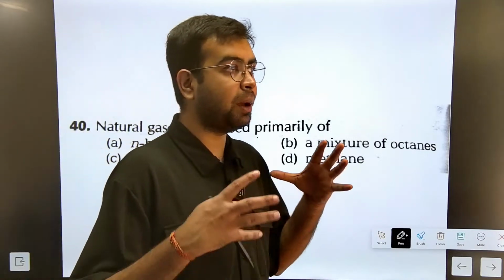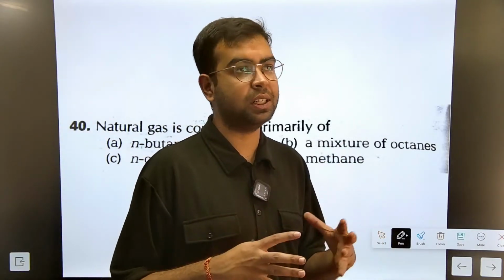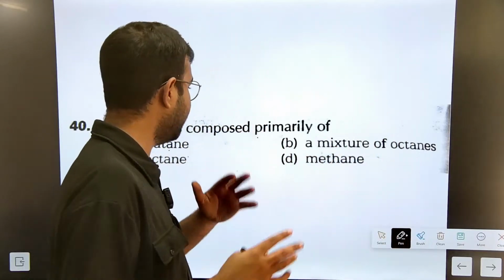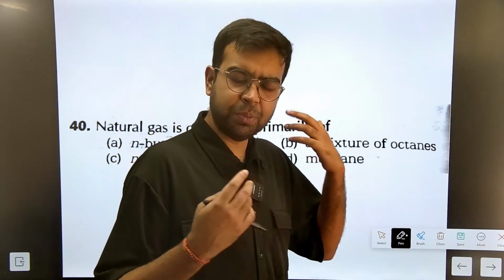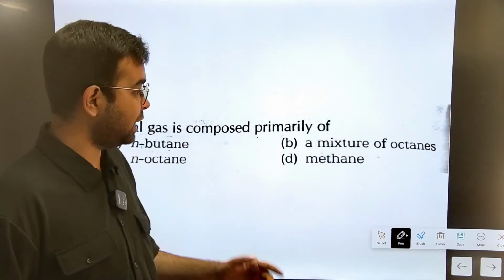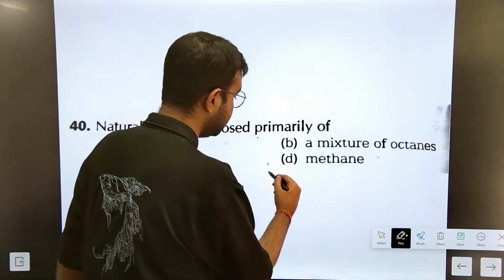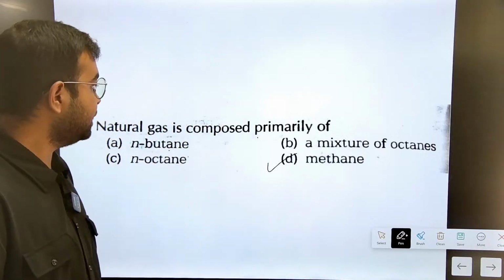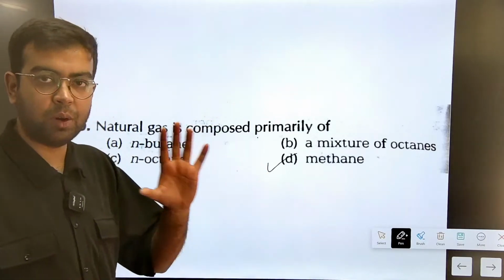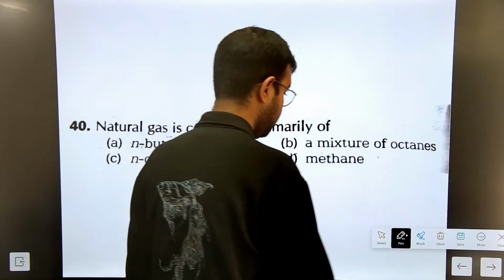Which thing has the maximum composition in the natural gas, which is composed of many gases. Oxygen, carbon dioxide, butane, octane, methane, propane, बहुत कुछ होता है नेचुरल गैस में. बट सबसे ज्यादा अमाउंट में क्या होता है? The correct answer is a very easy question. The correct answer is D, methane. Methane is the primary component of natural gas. Natural gas में सबसे ज्यादा अमाउंट में मीथेन ही होता है.